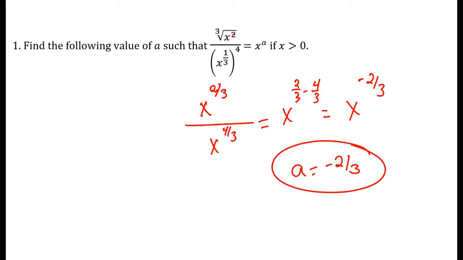If I wanted to rewrite this, and I'm done with the question now, I could rewrite this expression, x to the negative 2/3. Well, the negative flips it. The negative puts it in the denominator as 1 over the cube root of x squared. But we were done at this point right here because they just wanted to know the value of a.